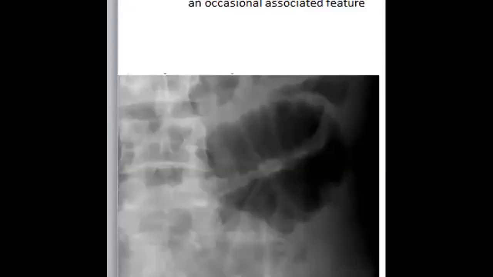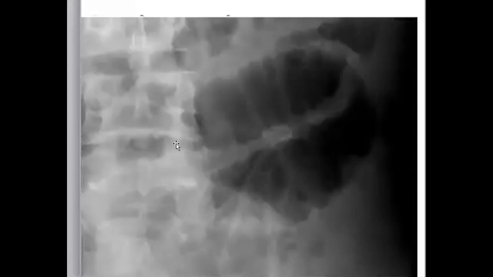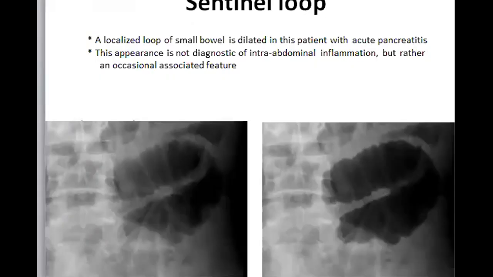It's not easy. There is one thing called an isolated or sentinel loop. You can see localized bowel dilatation. And this can come with, yes, acute pancreatitis: a sentinel loop with acute pancreatitis.